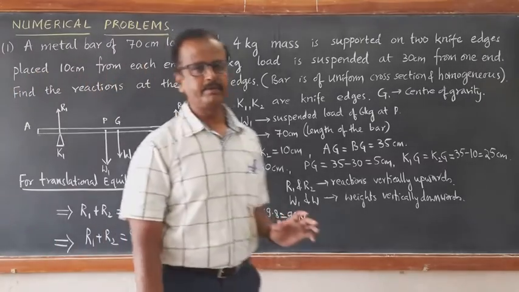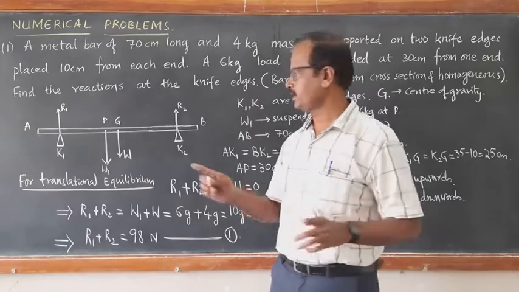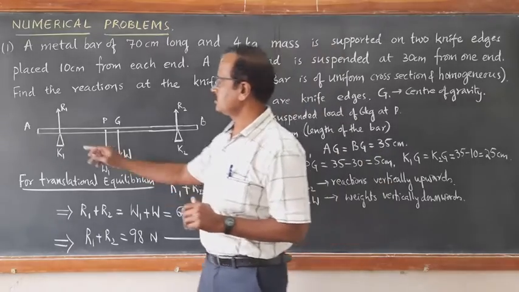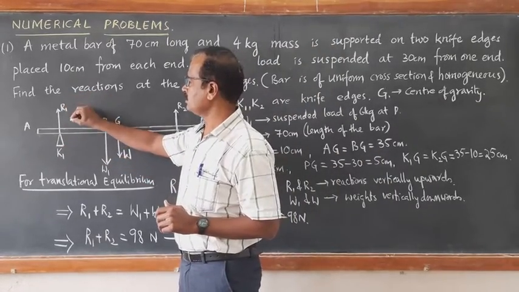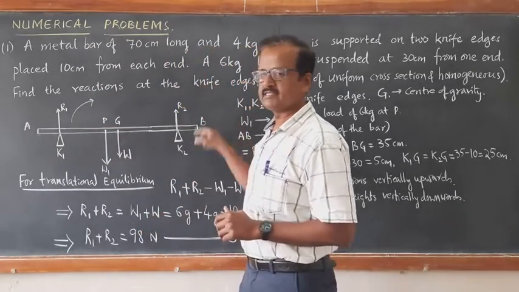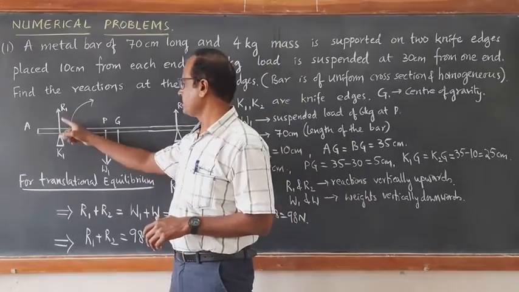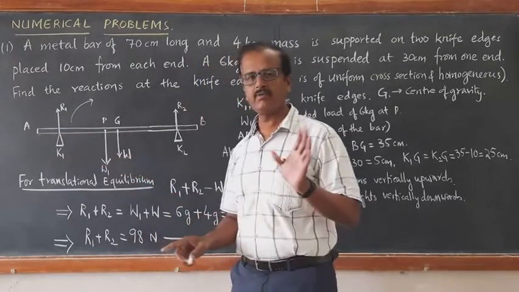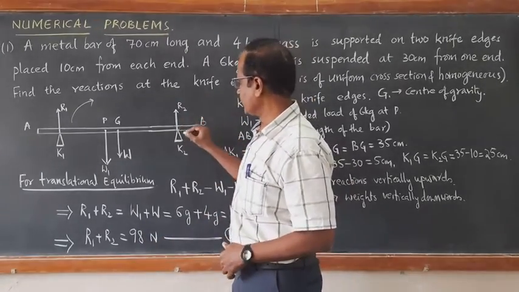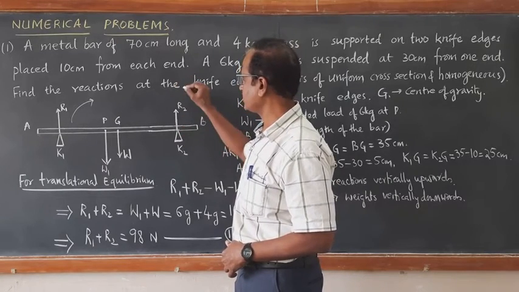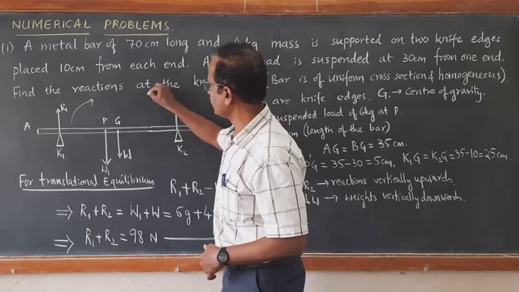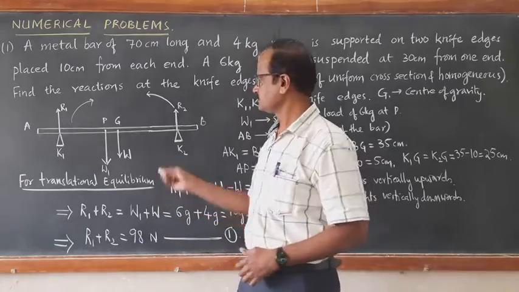So for the rotational equilibrium, the net torque acting at the center of gravity must be equal to 0. Look at the torques. The upward reaction R1 tends to rotate in the clockwise sense, so R1 into K1G gives you clockwise torque. Similarly, R2 is the normal reaction in the vertical direction, so R2 into K2G tends to rotate in the anti-clockwise sense, right?